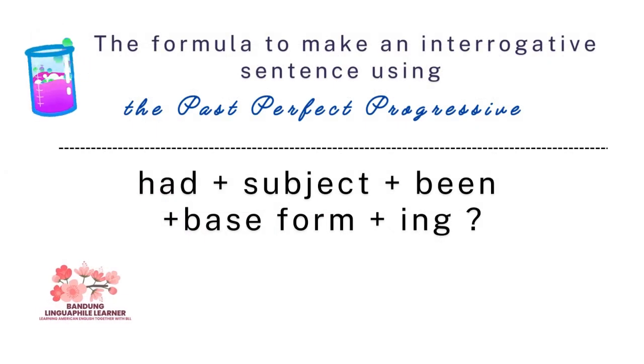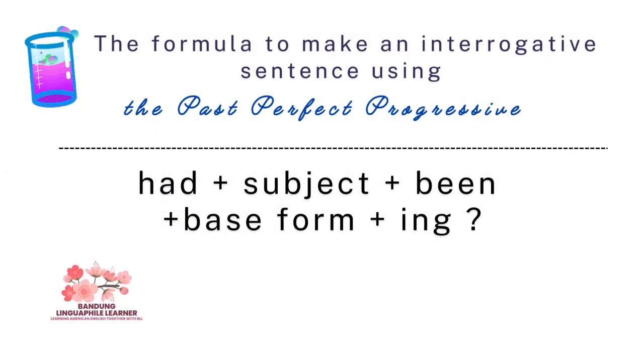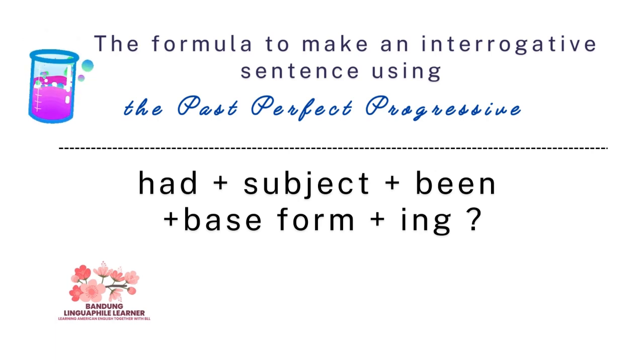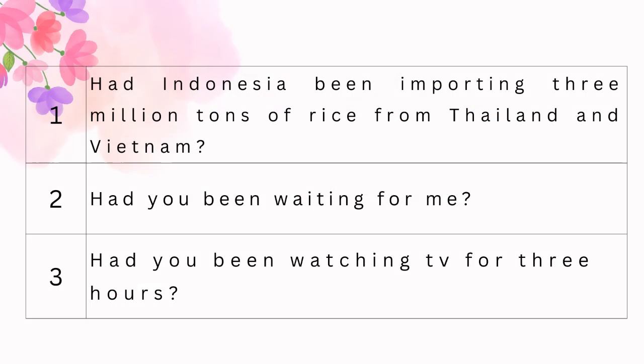The formula to make an interrogative sentence using the past perfect progressive: had plus subject plus been plus base form plus ing. Number 1. Had Indonesia been importing 3 million tons of rice from Thailand and Vietnam? Number 2. Had you been waiting for me? Number 3. Had you been watching TV for 3 hours?